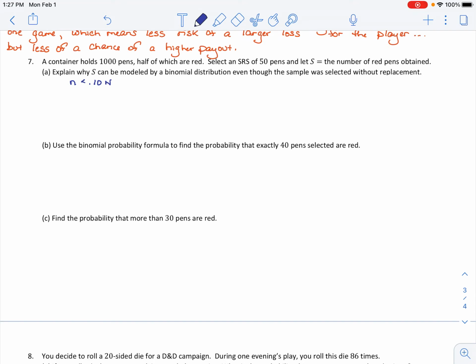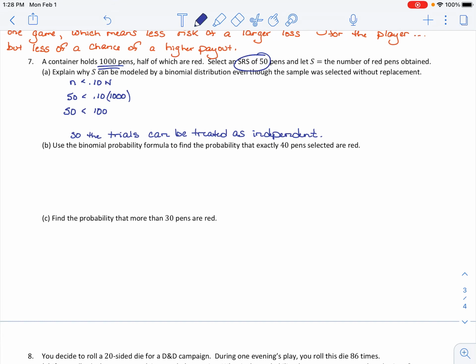Our way to get around that is looking for our 10% condition. If our sample size, which is a simple random sample of 50 pens, is less than 10% of your population size, it was pulled from a population of 1,000, then you can treat it as approximately independent. So 50 is less than 100. There we go. So the trials can be treated as independent.